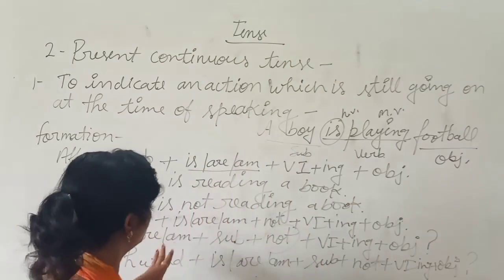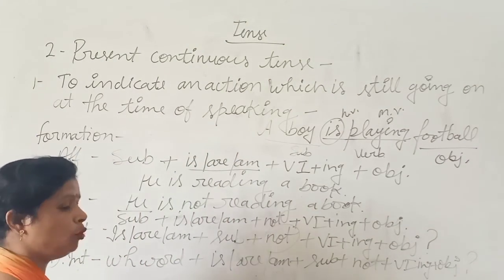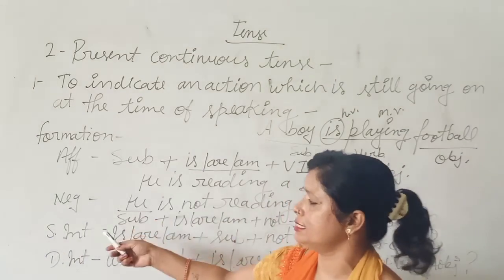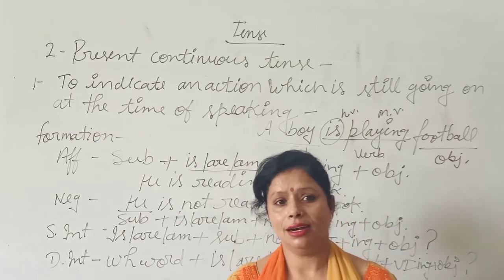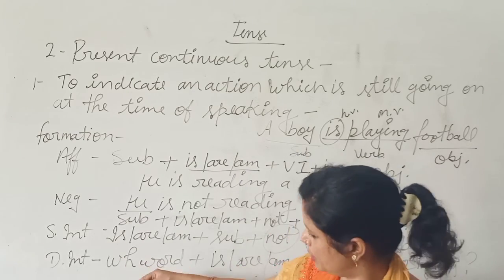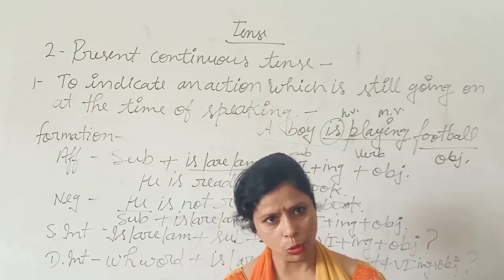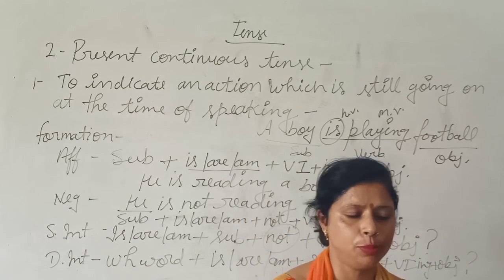So this is the formation of sentences: how we can convert an affirmative sentence into a negative sentence, a negative sentence into a single interrogative sentence, and a single interrogative sentence into a double interrogative sentence. Right, children? The rules I had given you, I had also given you in PDF form earlier.